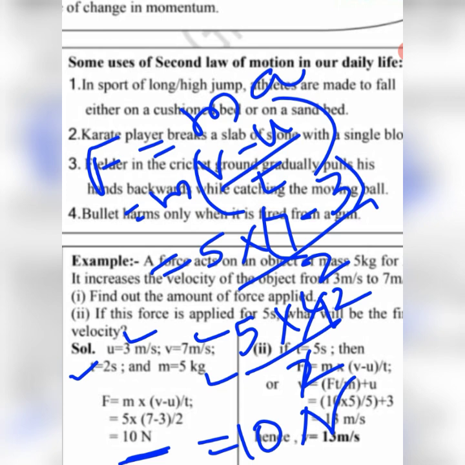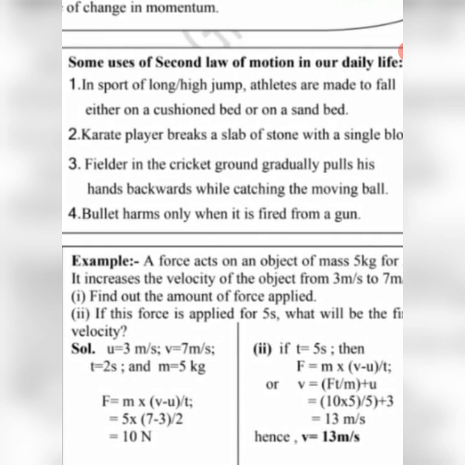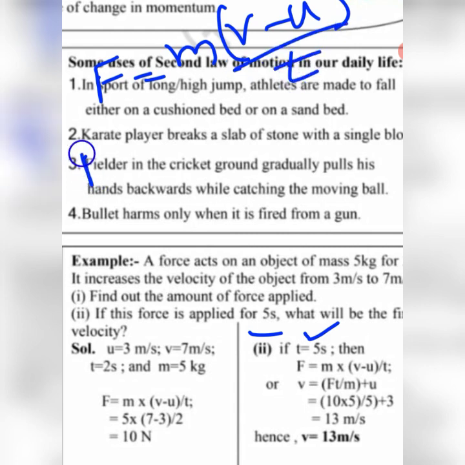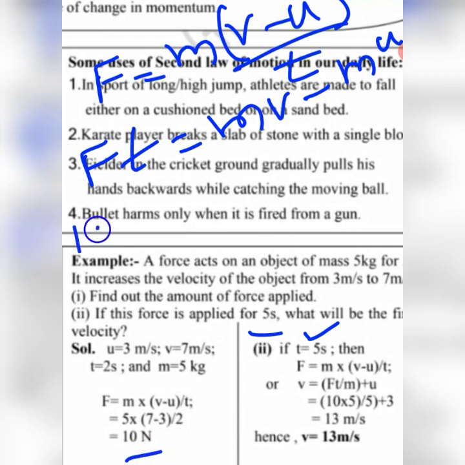Now we will calculate the second part, that is if this force is applied for 5 seconds, then what will be the final velocity. Again, time we know is given, 5 seconds. So applying the formula, F is equal to m(v minus u) upon t. So F t will be equal to mv minus mu. So we have to calculate the final velocity. Force, as we have calculated, is 10. So 10 into time given is 5 seconds.